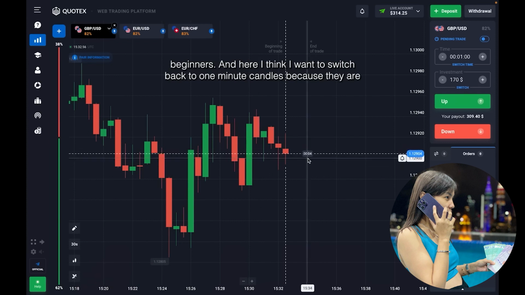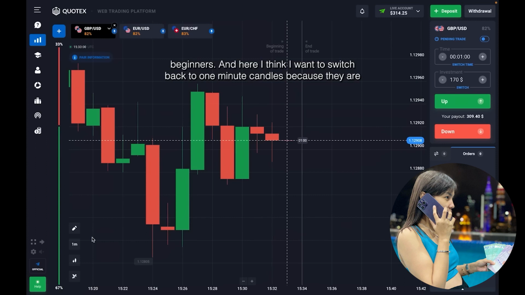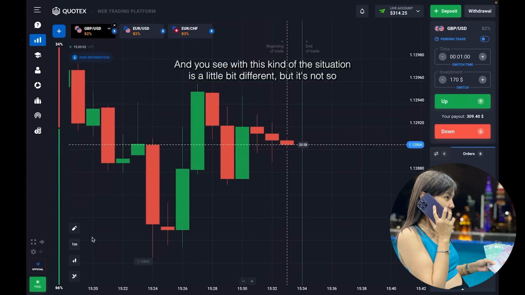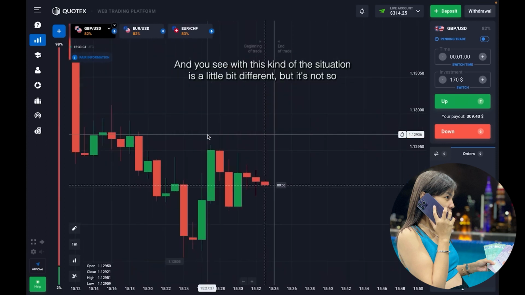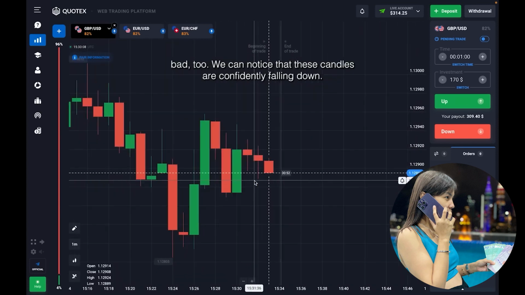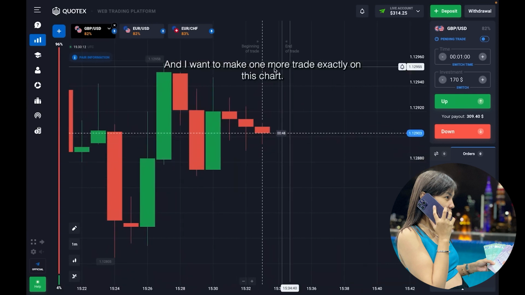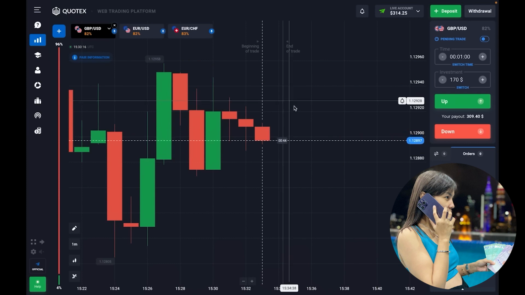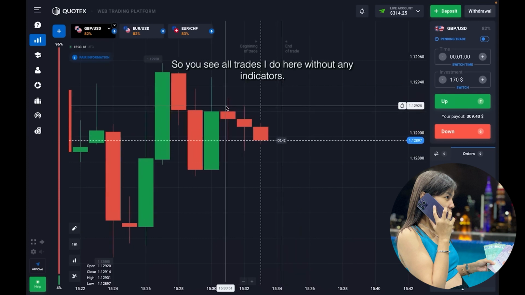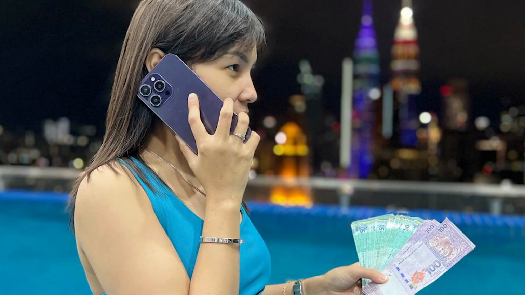of course. And here I think I want to switch back to 1 minute candles because they're much slower, and you see that this kind of situation is a little bit different. But it's not so bad too. We can notice that these candles are consistently falling down, and I want to make one more trade exactly on this chart. So you see all trades here without any indicators.